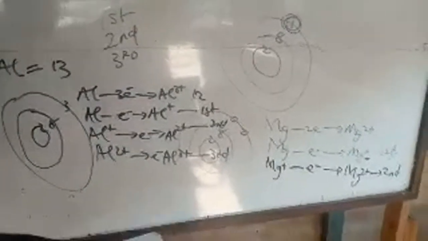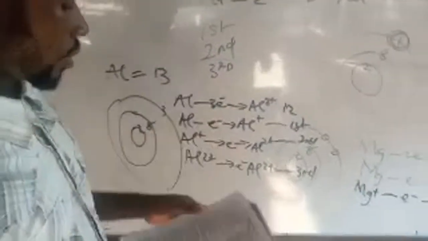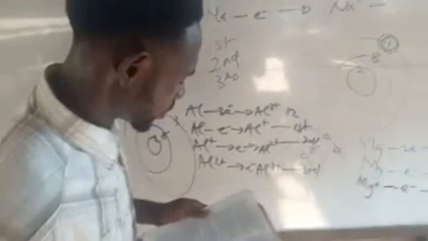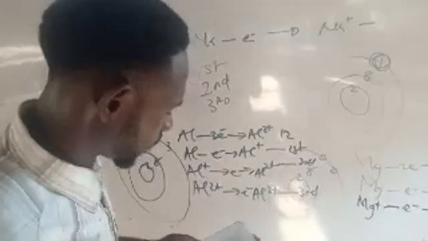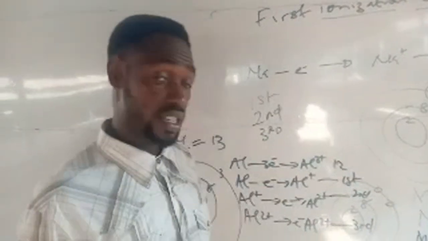Remember, in your periodic table, ionization energy decreases down the group and increases across the period. Then the next question is to list 3 properties of electrovalent compounds.